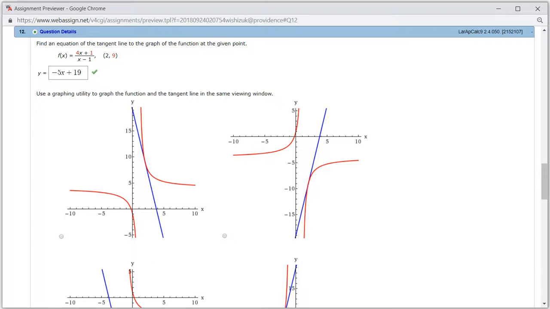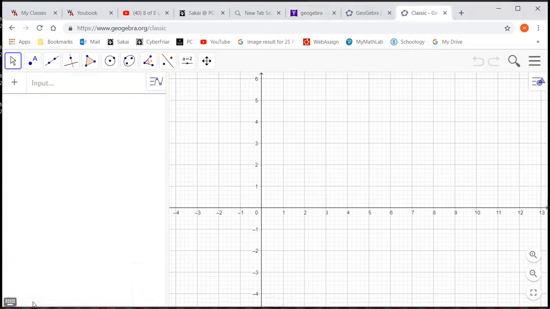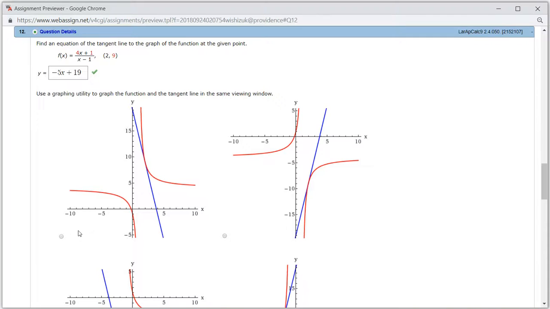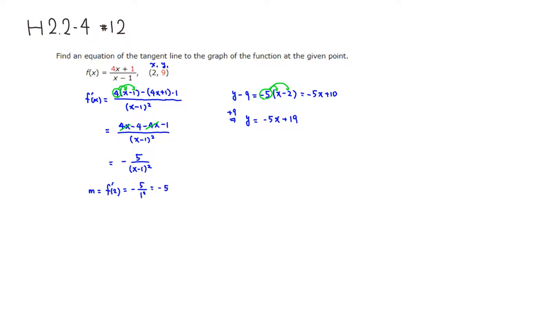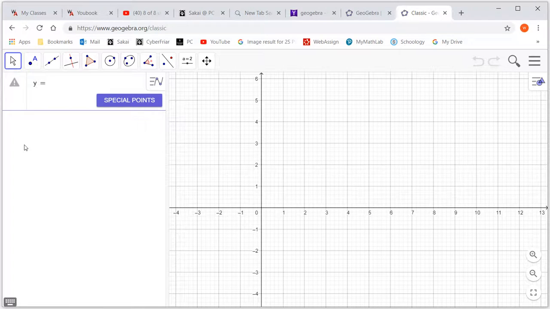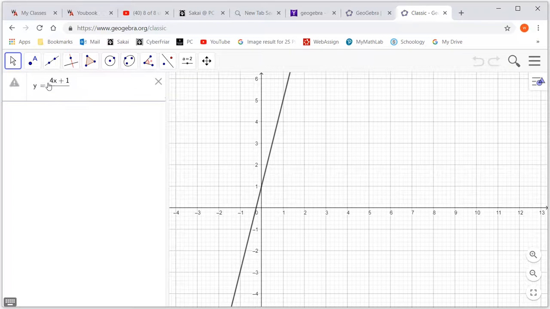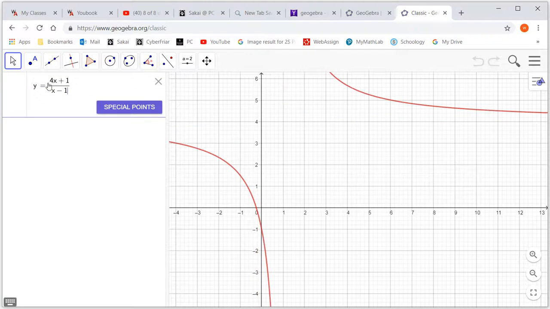I'm going to open up GeoGebra. Our function is y equals, actually I forgot what it was, 4x plus 1 over x minus 1. So I'm going to type in the quantity 4x plus 1 over x minus 1.